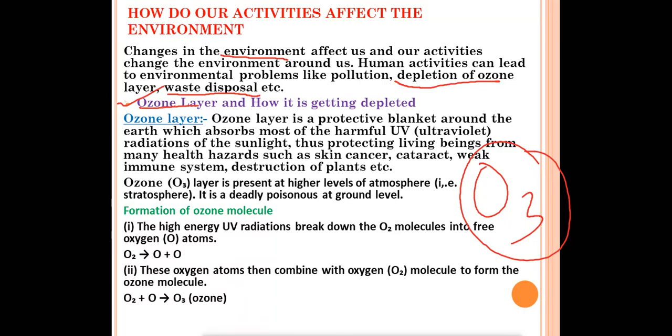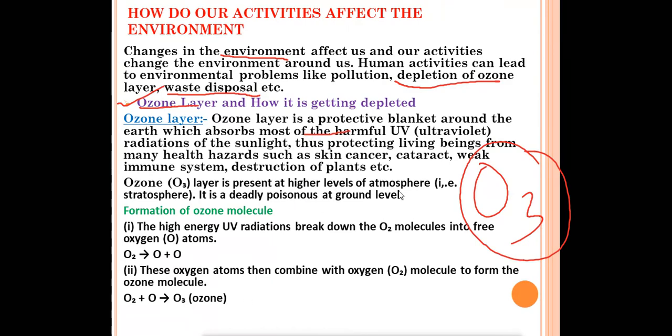So what the ozone layer does is protect us from the harmful UV radiations of the sun. This is the most important function of the ozone layer. If the ozone layer gets depleted, its amount will decrease in the atmosphere, and then we can suffer from many diseases because of UV radiation, like skin cancer, cataract, etc. So the ozone layer is a protective blanket around the earth which absorbs most of the harmful UV radiations, right?